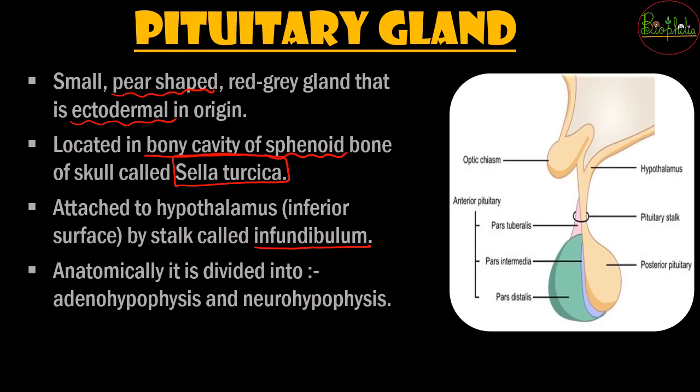Anatomically, when you consider the pituitary gland, it is divided into two major regions. The one is the adenohypophysis and the next one is the neurohypophysis. Hypophysis is another name of the pituitary gland. So the pituitary gland or hypophysis are nothing but one and the same. Don't forget that the pituitary gland is also called the hypophysis.